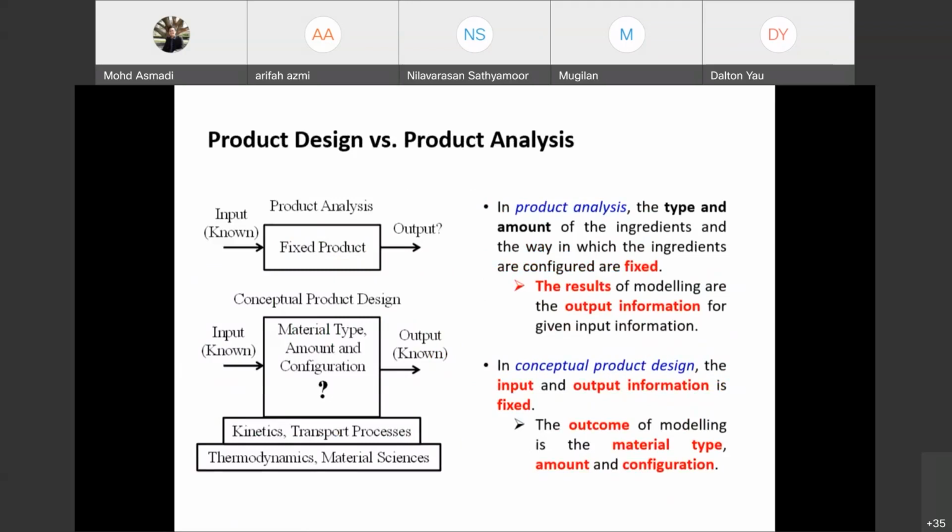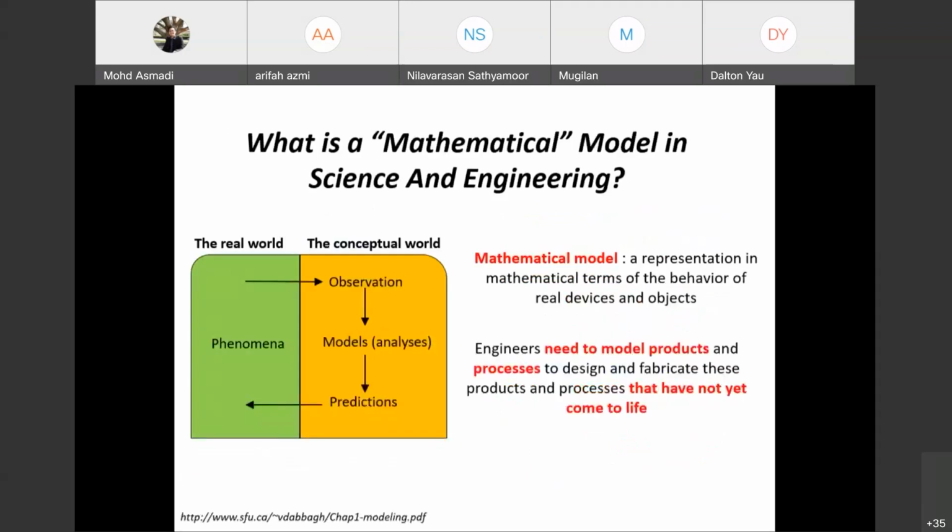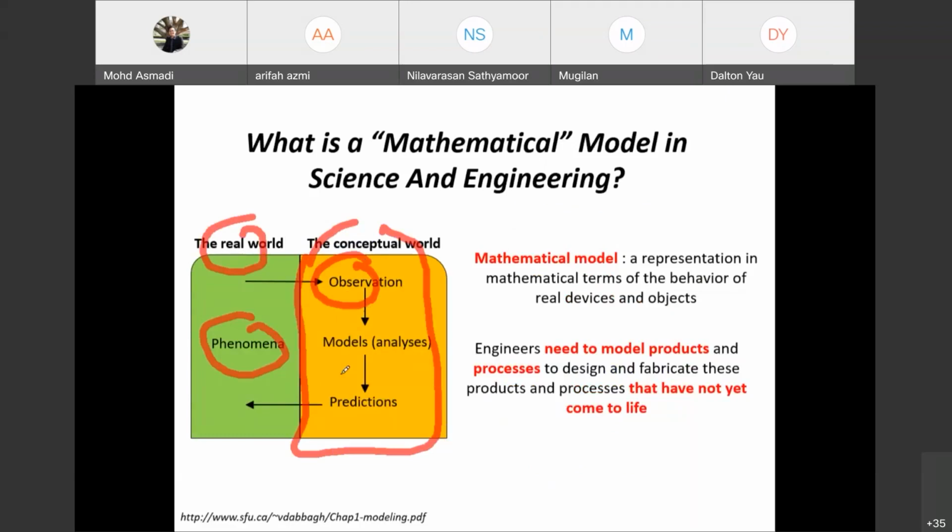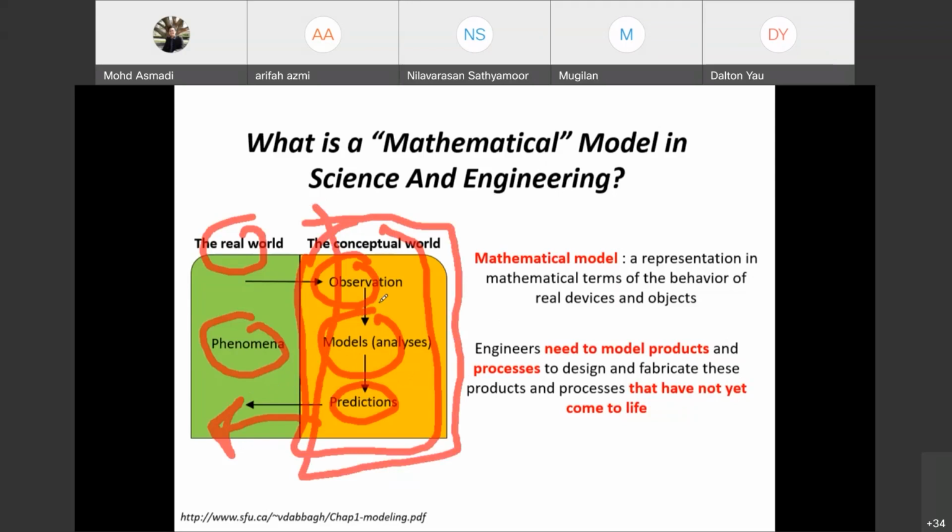We can do this by using mathematical modeling. What is mathematical modeling in science and engineering? It is a representation of the behavior of real devices and objects. We have real phenomena, and also the consumer. Based on observations in the conceptual world, we do model predictions so that we can meet the real-world phenomena. Engineers need to model products and processes to design and fabricate products and processes that have not yet come to life. So we have to conceptualize using modeling before we release to the real world.